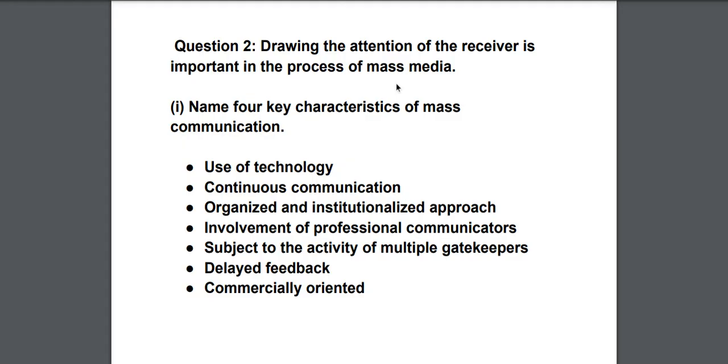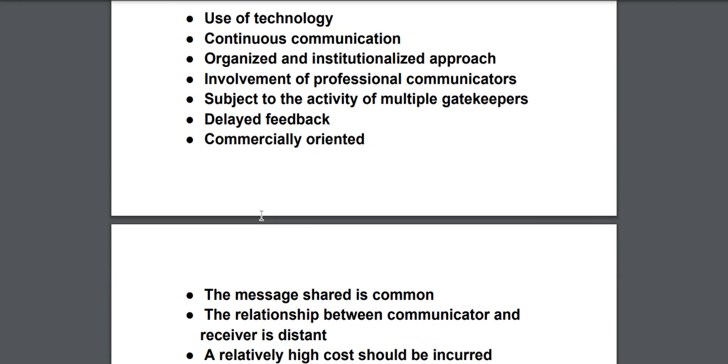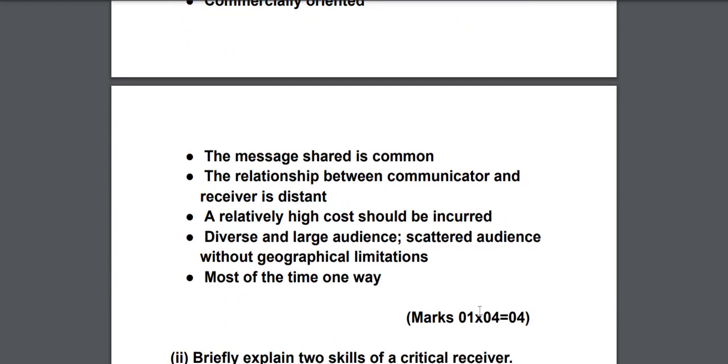So the first question goes as, name 4 key characteristics of mass communication. So here they are asking 4 characteristics, right? So you have to mention 4. Maybe they are giving 1 mark for each. Let's see. Yes, 1 mark for each. So 1 times 4, that becomes 4.